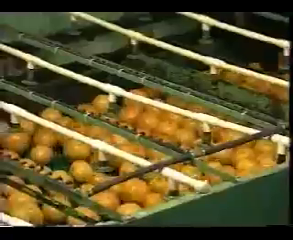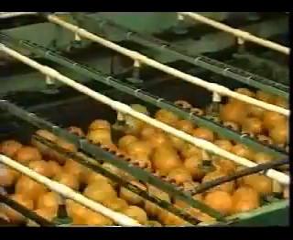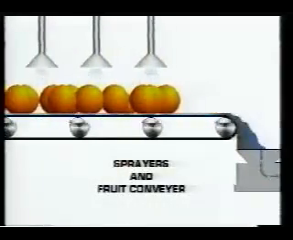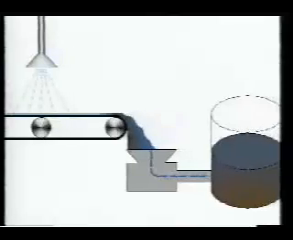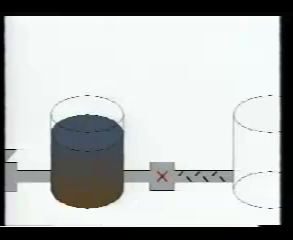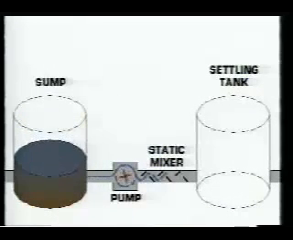Keep in mind that each system is custom engineered to meet a facility's needs, but the method of operation is basically the same. The water used to spray the fruit is collected as it flows into the drain pans. This water is piped into the main sump. From here, the water is pumped into a static mixer, then into a settling tank.